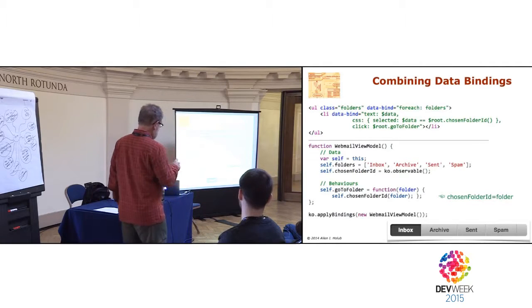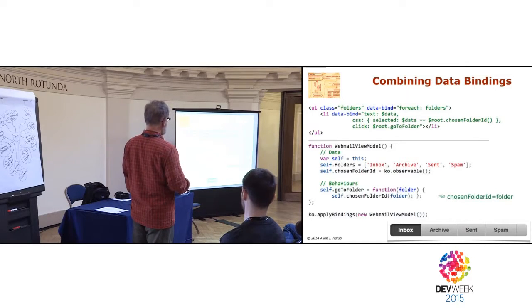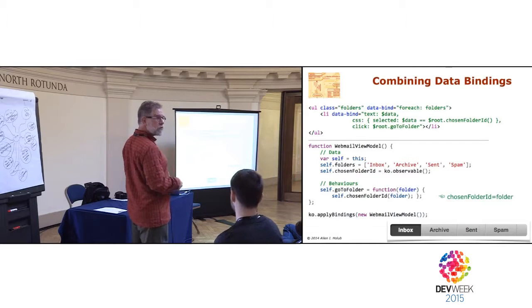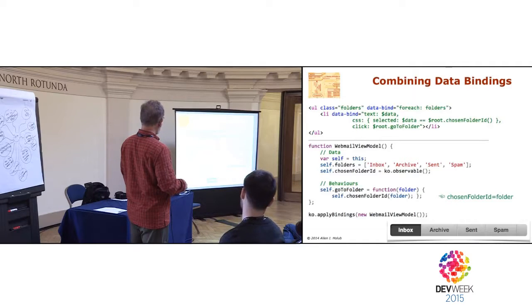The data bindings can be combined. So what am I doing here? I've got a list element inside this unordered list. It has a text binding, which is going to bind the value of some data value to the text. But it also has a CSS binding, so it's going to pull the CSS set or whatever this function returns. And it also has a click binding. So if somebody clicks on this list element, then we're going to call this function. Again, remember, root is shorthand for the root view model.